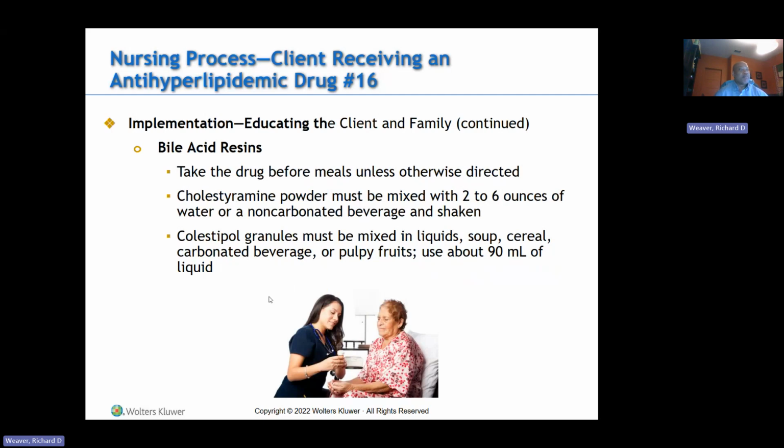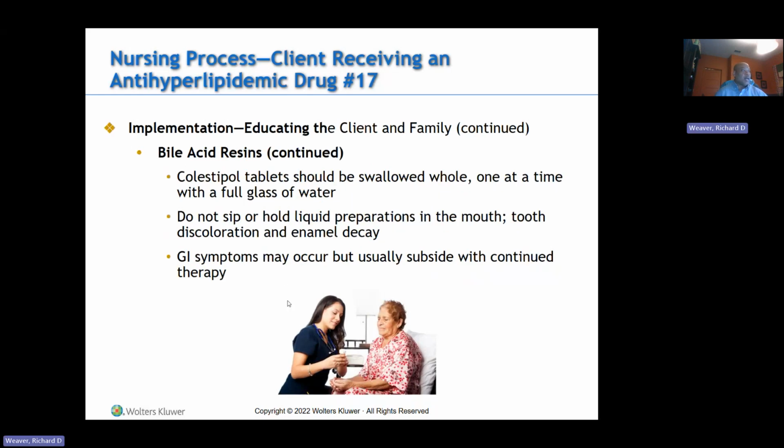Colestipol granules must be mixed in liquids, soup, cereal, carbonated beverage, or pulpy fruits, using about 90 mLs of liquid when instructing your patients. Tablets should be swallowed whole, one at a time, with a full glass of water. Again, that sounds like something that can be on your test. Do not sip or hold liquid preparations in the mouth.